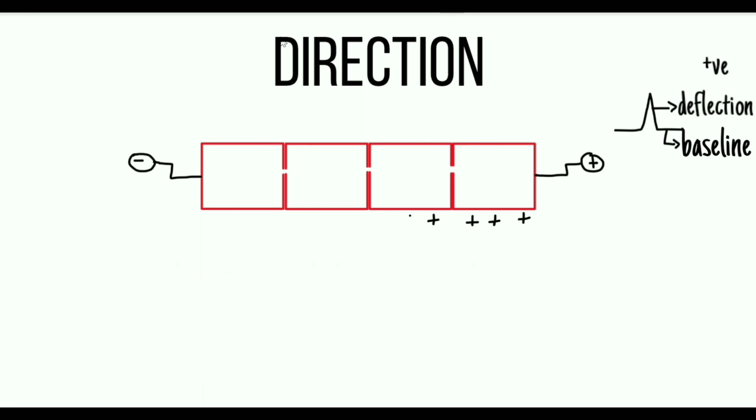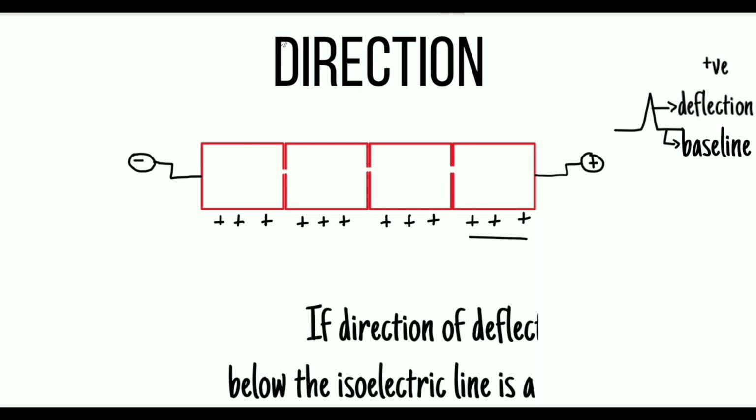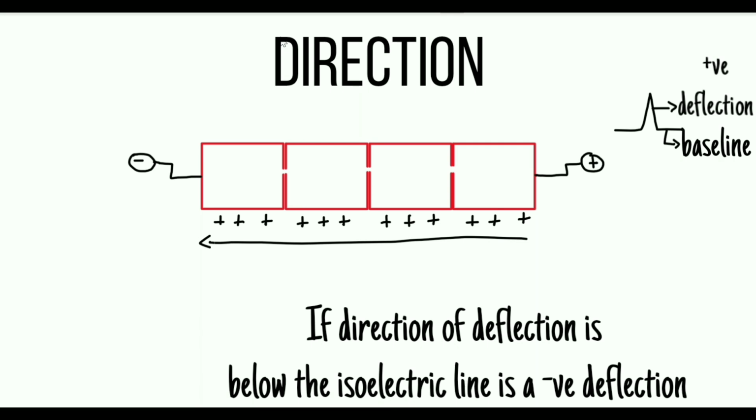If the positive ions are moving outside the cell, or efflux of these positive ions creates a repolarizing current which is moving in this direction. Since the vector is moving away from the positive electrode or towards the negative electrode, the direction of deflection will be below the isoelectric line. It's called a negative deflection.